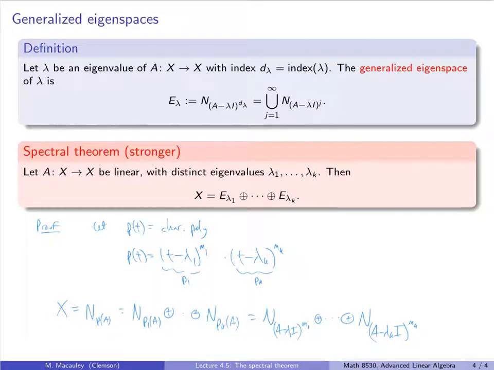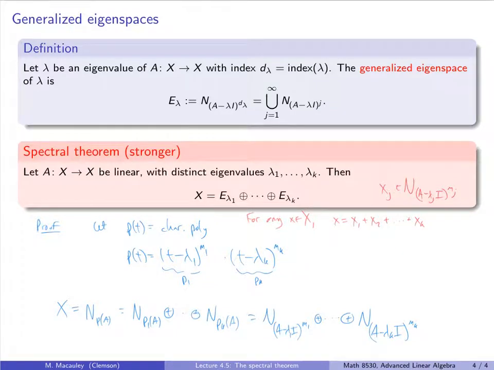So this says that everything in X can be represented uniquely as a sum of generalized eigenvectors for each eigenvalue. In other words, for any x in X, x equals x1 plus x2 plus all the way up to xk, where xj is in the null space of (A minus lambda j I) to the mj. So these are generalized eigenvectors.